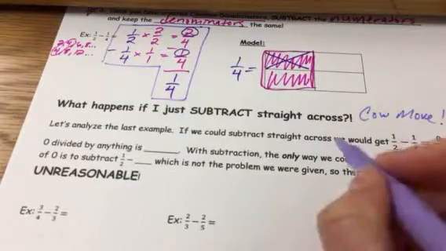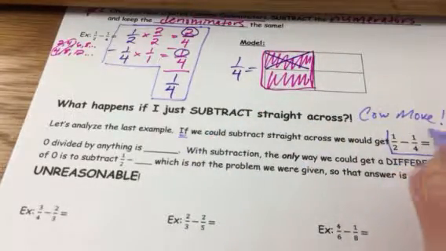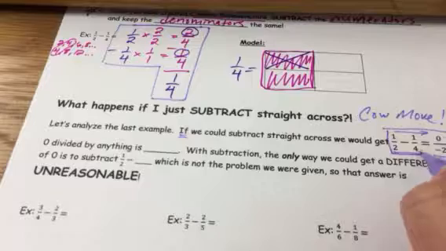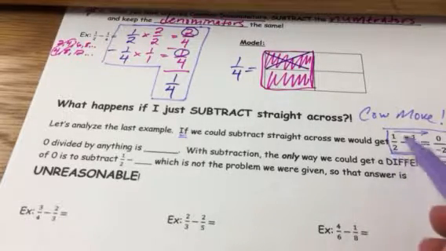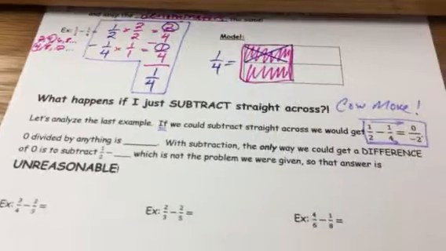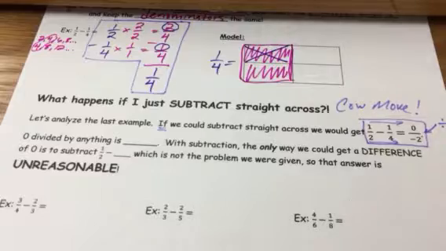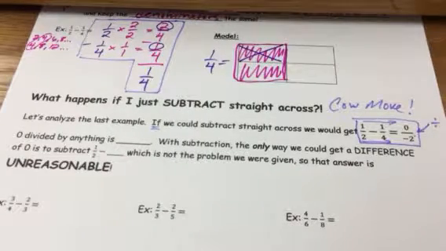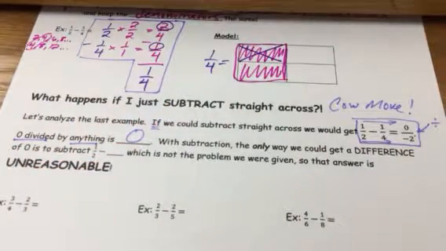So if we could subtract straight across, we would get 0 over -2. And you boys and girls aren't even ready to start fully understanding our integers, but if you have $2 and you spend $4, you're now $2 in debt. So we would get 0 over -2. Now remember, fraction bars are division symbols. So that literally means 0 divided by -2. And remember, 0 divided by anything is 0.